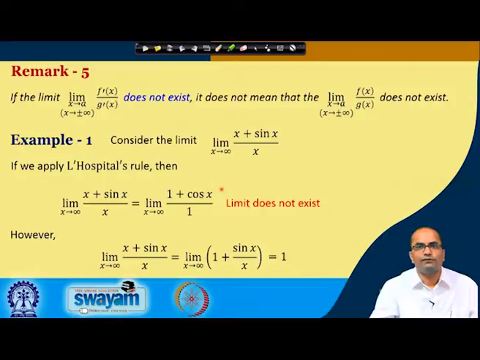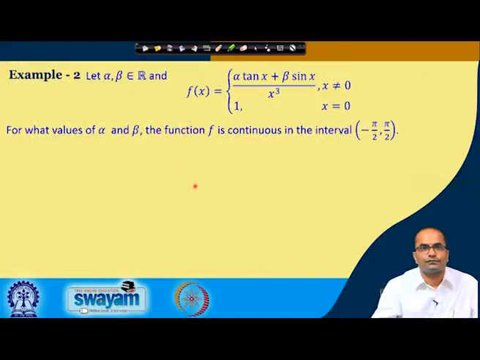If we had concluded by applying the L'Hopital rule that because this limit does not exist, the limit as x goes to infinity of x plus sin x over x does not exist, that would have been a wrong conclusion. That is why in the rule we have every time written: provided the limit of the ratio of the derivatives exists. That is very important.